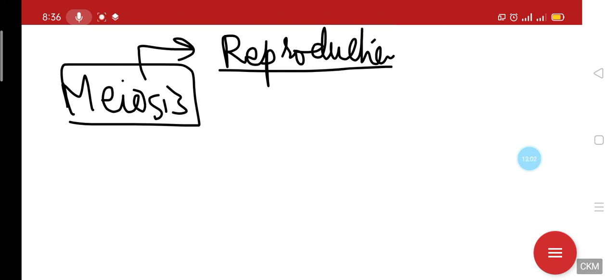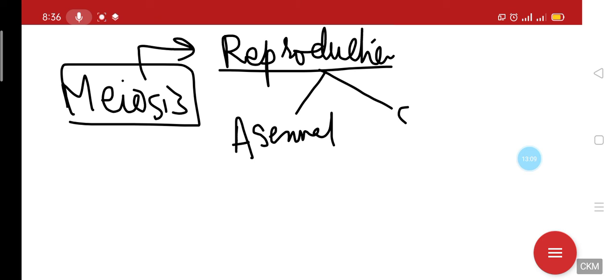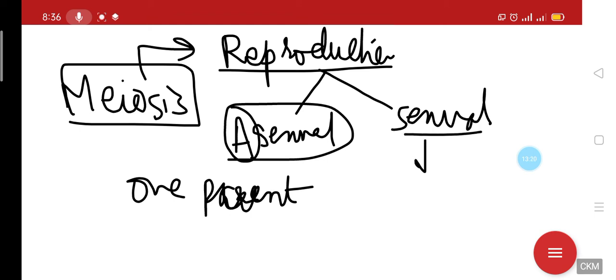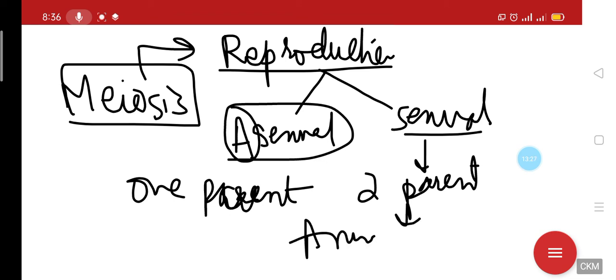Listen to me very carefully. We have learned about reproduction, that there are two types: asexual reproduction and sexual reproduction. In asexual reproduction, only one parent is involved, while in sexual reproduction, two parents are involved, like most common animals, or like humans. So what is going on? Basically, sexual reproduction is going on.